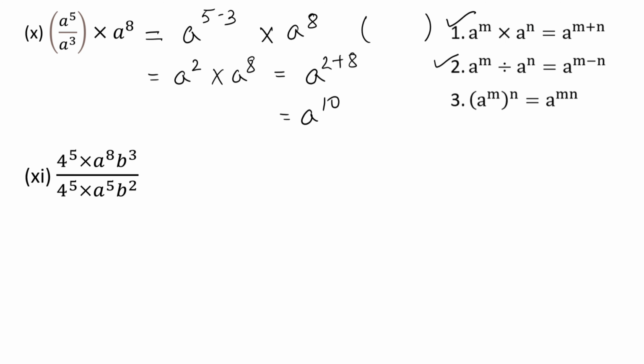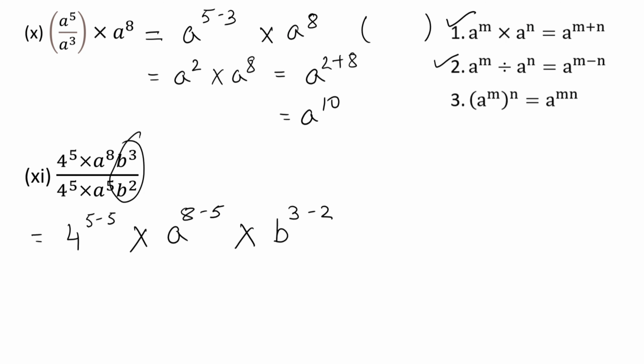Now make pairs. So for 4 we can do 4 raised to the power of 5 minus 5 into, make a pair of this. We are dividing, so subtract the exponents, a raised to the power of 8 minus 5 into, make a pair of this, b raised to the power of 3 minus 2. This equals 4 raised to the power of 0 into a raised to the power of 3 into b raised to the power of 1.